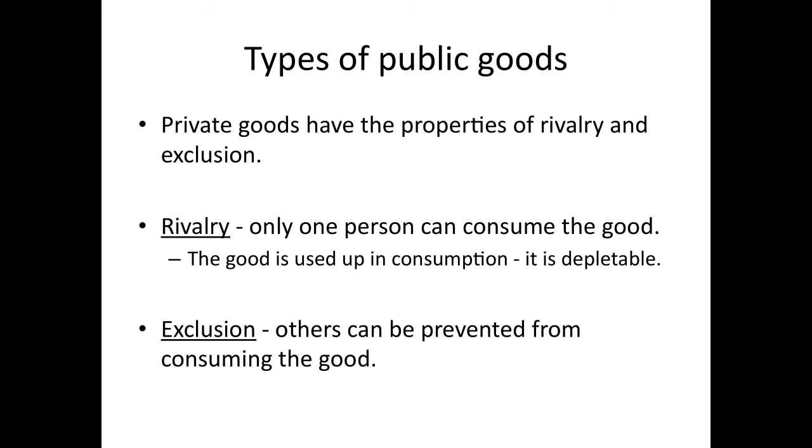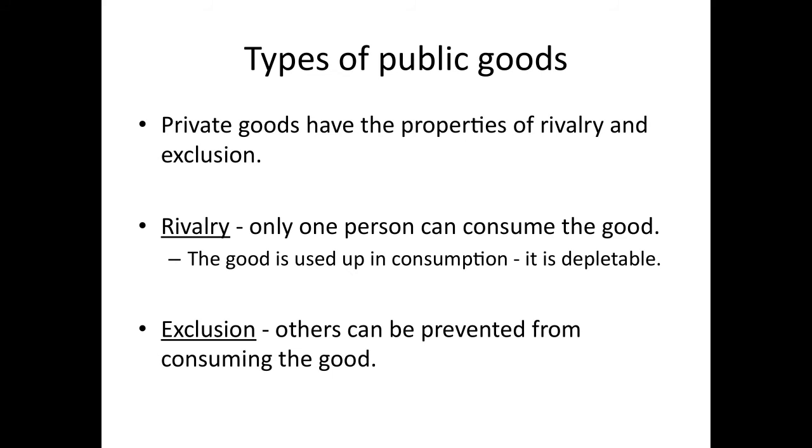Rivalry means only one person can consume the good. That is to say, the good is used up in consumption. It's depletable. So for instance, something that might be rival could be food. When I eat food, that food is gone. It's depletable. No one else can consume it.